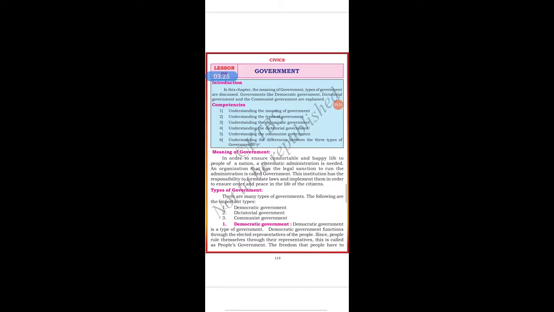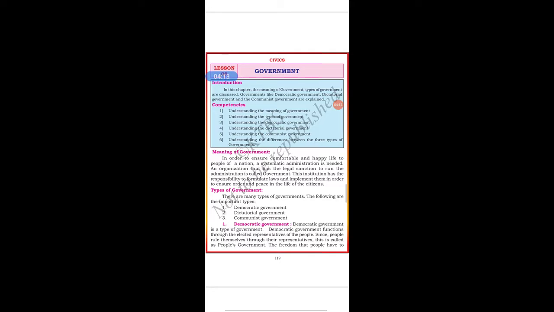First we have democratic government. Students, democratic government is a type of government which functions through the elected representatives of the people. Since people rule themselves through their representatives, this is called the people's government. Especially in India, we have a democratic form of government. We elect a leader, a representative, by giving our vote. The person who gets the majority of votes becomes the leader. That is nothing but the democratic form of government.